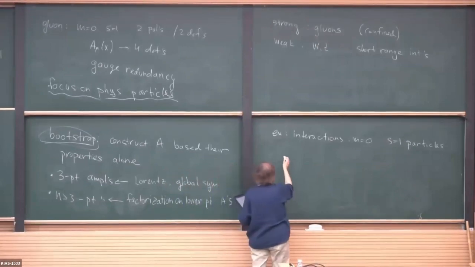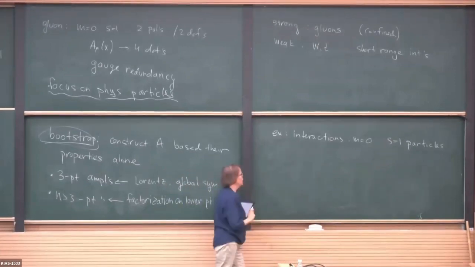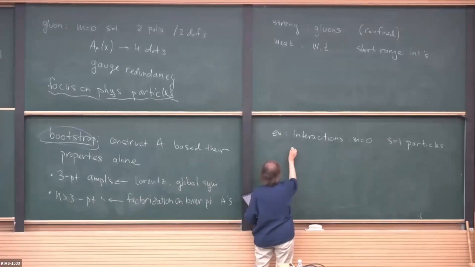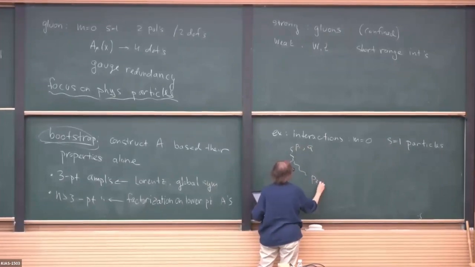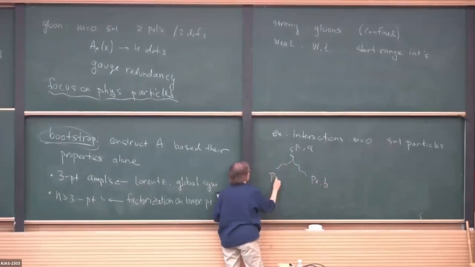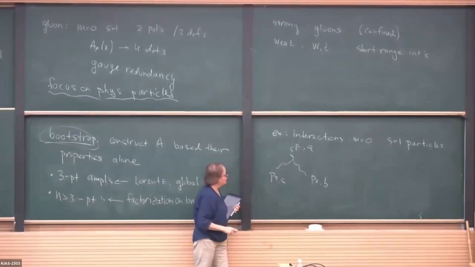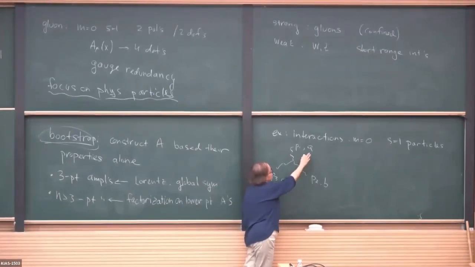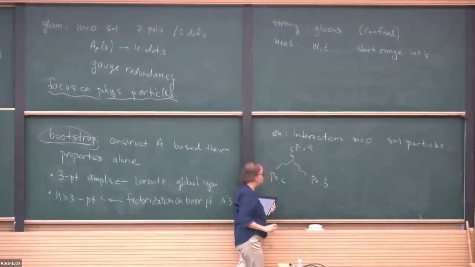So suppose I have spin 1 particles, and the first thing that I can consider is the 3-point coupling or the 3-point amplitude. So here is my amplitude. And these guys have momenta P1, P2, and P3, and they carry some index A. So let me label this. This guy has index A, B, and C.